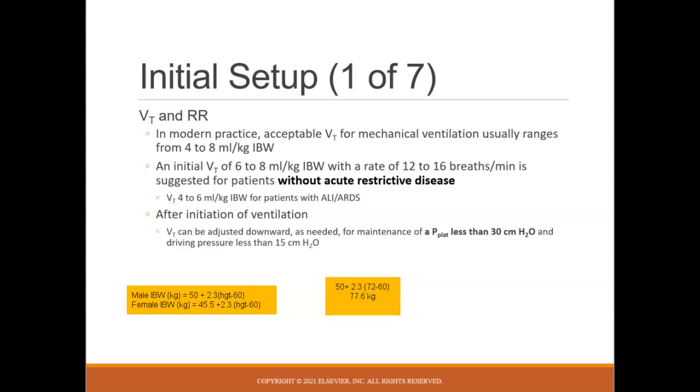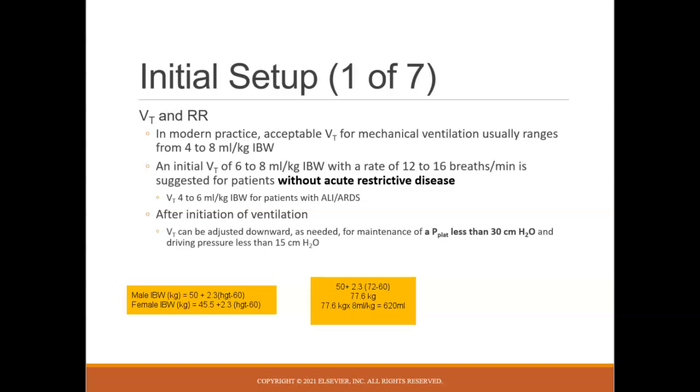I said I wanted to start at 8 milliliters per kilogram, so I'm going to multiply 77.6 kilograms times 8 milliliters per kilogram, which equals 620.8 kilograms, or excuse me, not kilograms, milliliters. Okay, I'm just going to round down because I like nice clean numbers, and I'm just going to call that 620. So there I am. I'm within my 6 to 8 milliliters per kilogram. I'm going to start there.